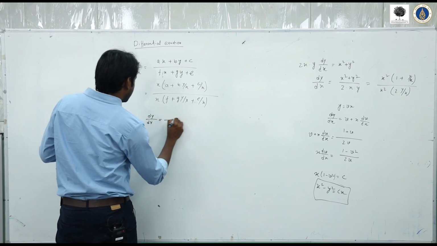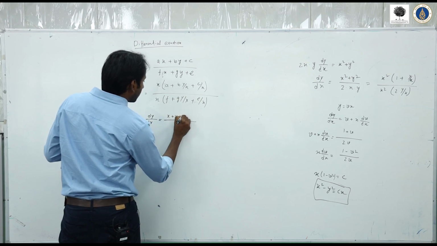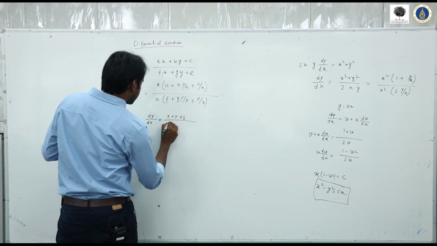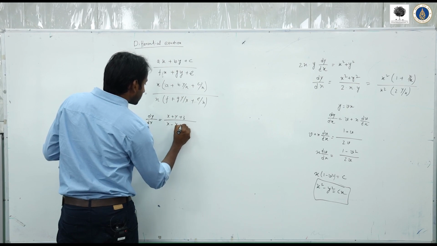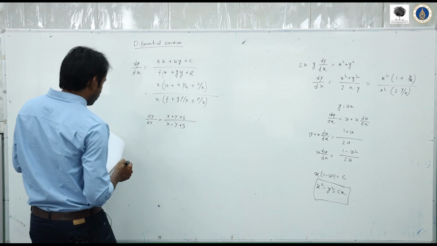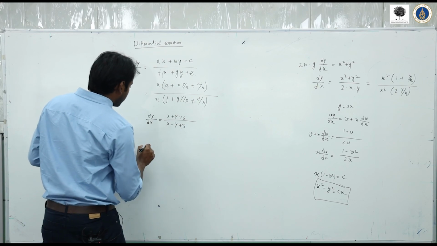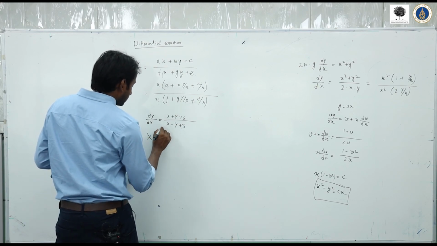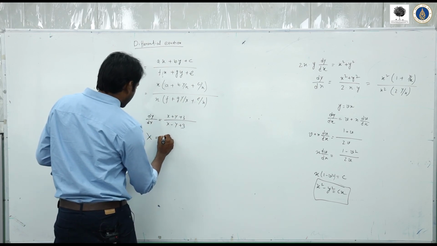dy by dx is x plus y plus 3 over x minus y plus 3. So the technique here is you choose a different x. So I choose a big X, which is small x plus h.